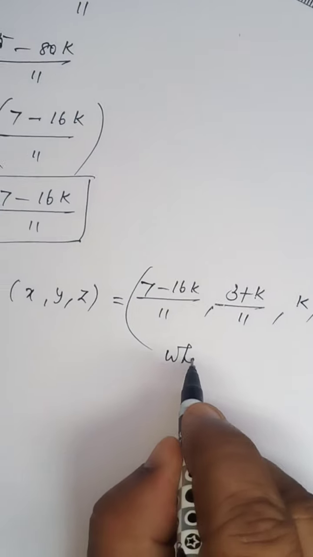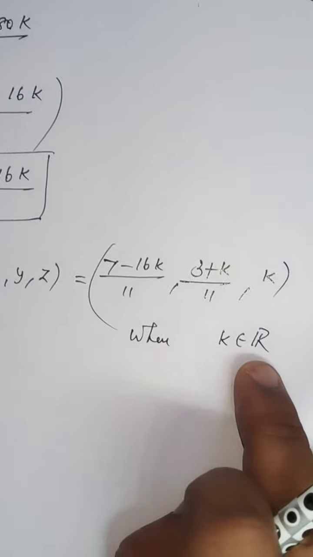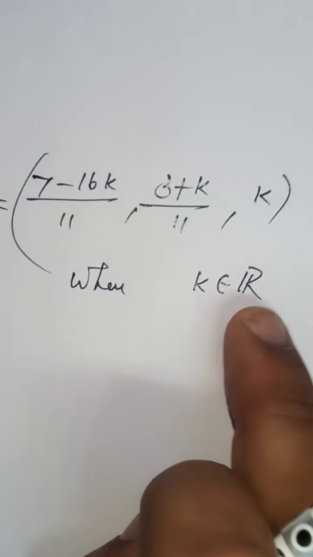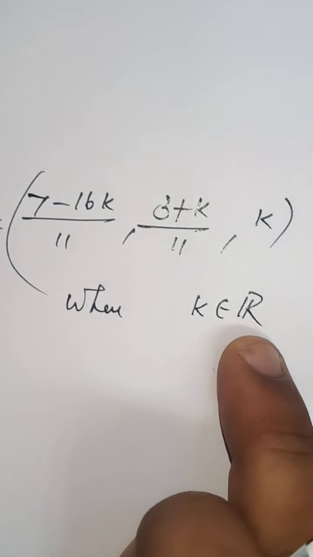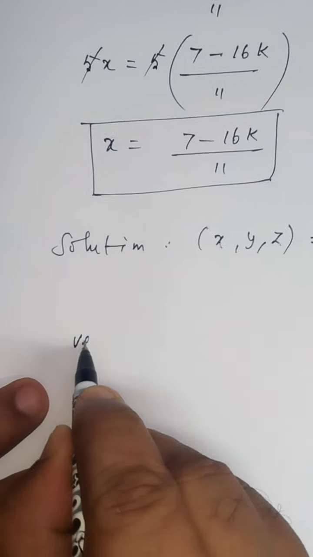Already I told you where k belongs to R. We know what do you mean by R? R is a set of all real numbers. Uncountable numbers are there, so that it has infinite number of solutions. We can verify by considering any one value. Verification.